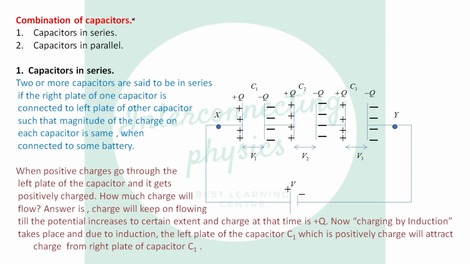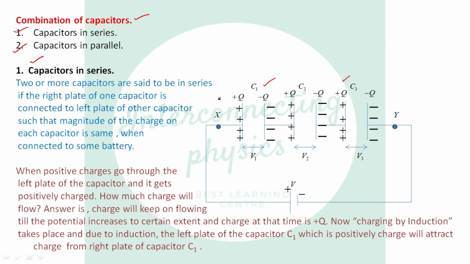So the combination of capacitors comes in two forms: number one, capacitors in series, and number two, capacitors in parallel. Two or more capacitors are said to be in series when the right plate of one capacitor is connected to the left plate of another capacitor, and similarly, the right plate of the second capacitor is connected to the left plate of the other capacitor, such that the total charge through each capacitor is the same.